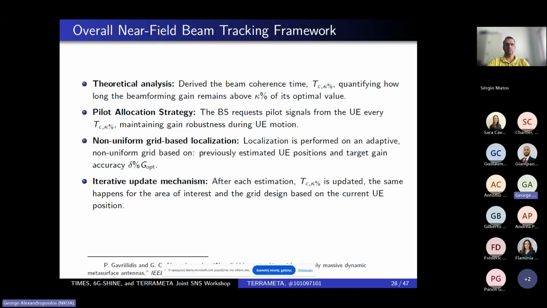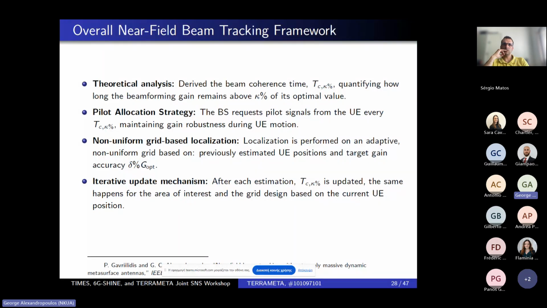We have provided theoretical analysis for this beam coherence time interval, which quantifies how long the beamforming gain remains at a certain percentage of the optimum value of our objective. In our case, it was the beamforming gain. For the power allocation strategy, the BS requests pilot signals from the UE, not in every time interval, right? But on this coherence time, maintaining gain robustness during the UE motion.